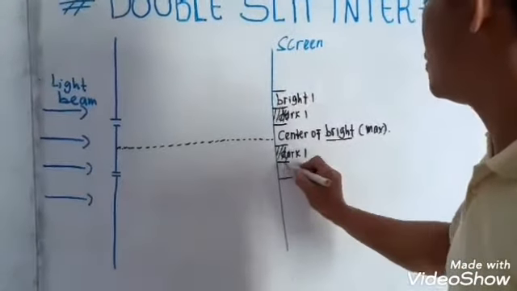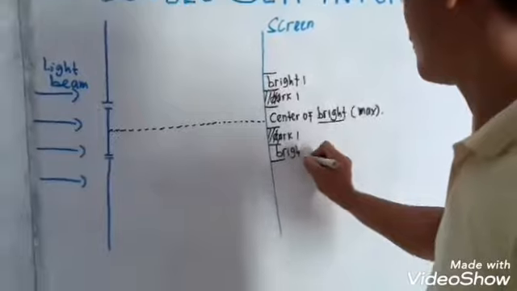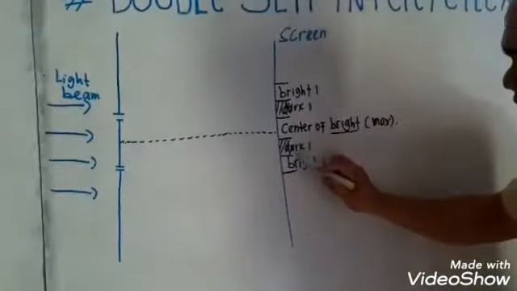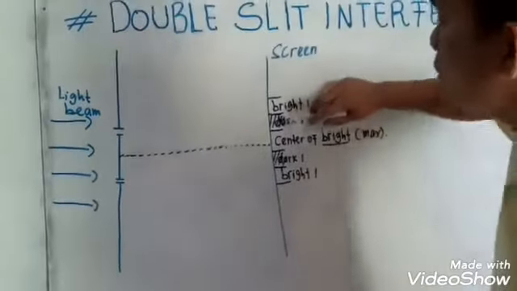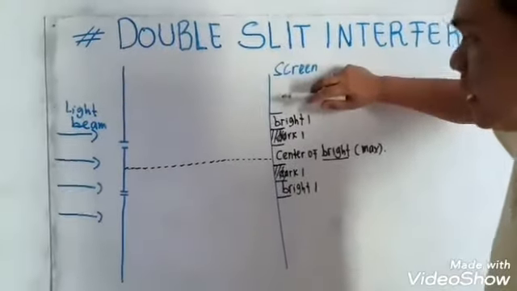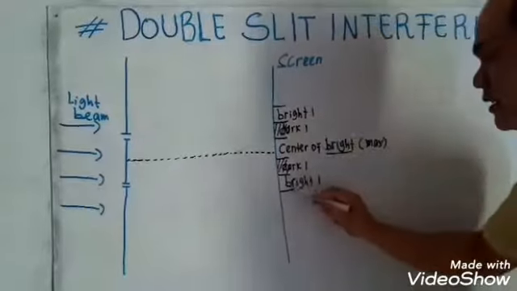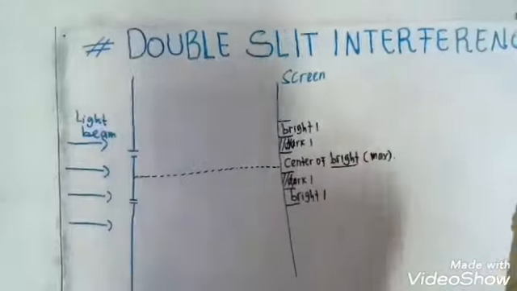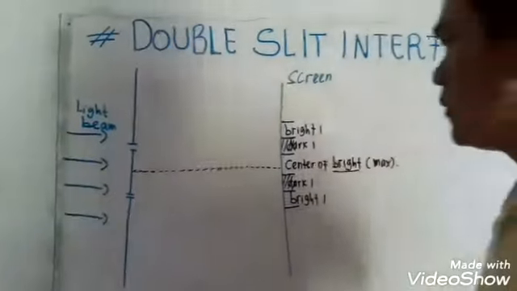and there will also be a bright one, and there will also be a bright one. So if there is one dark below, there will be one dark above. If there is one bright or two bright below, there will be two bright up, okay, or above.